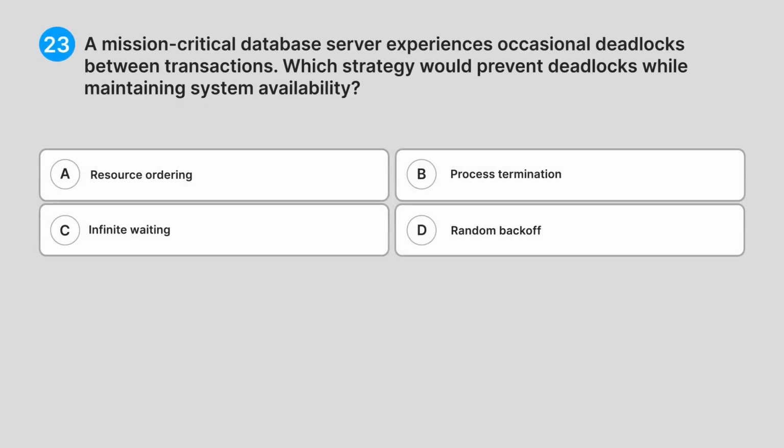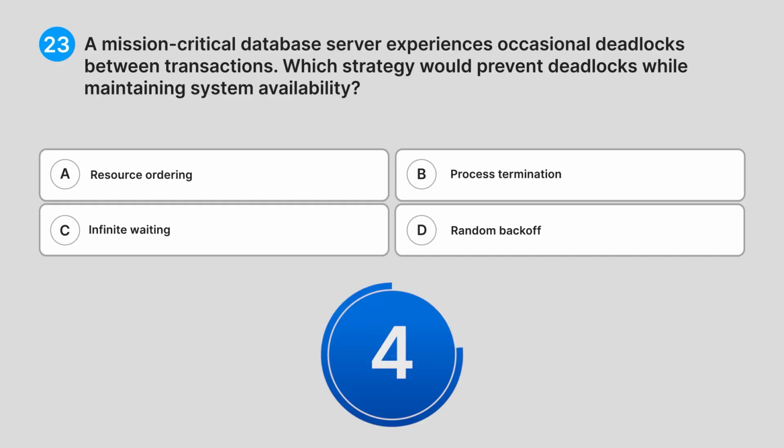23. A mission-critical database server experiences occasional deadlocks between transactions. Which strategy would prevent deadlocks while maintaining system availability? A. Resource ordering. B. Process termination. C. Infinite waiting. D. Random backoff. Can you guess the answer?